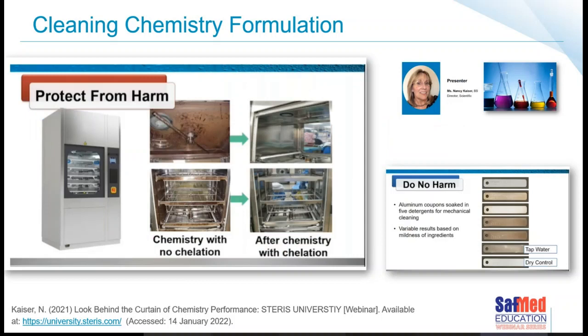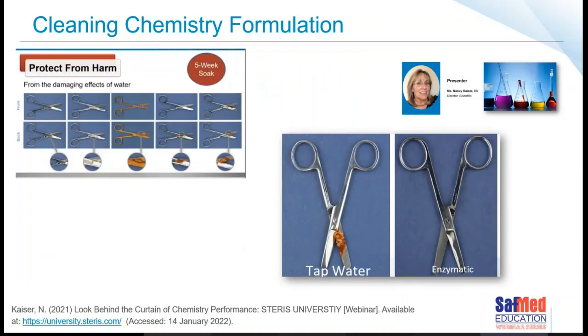Nancy gave an example of what the inside of a washer disinfector could look like if using a chemistry that doesn't contain chelation agents, and one that, again, after using a chemistry that does contain chelation agents, you can see what the difference is in the inside of the chamber of that automated washer disinfector. On the right are some images of some aluminium plates that were soaked in a variety of different components and materials, and you can see the various color changes on them. Let's use an even better example.